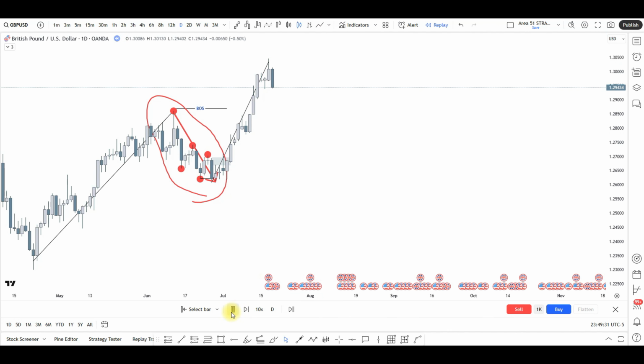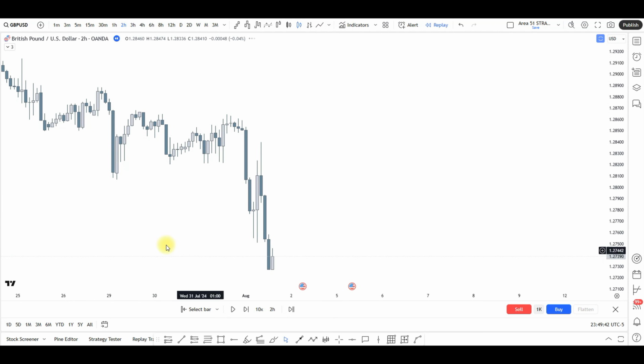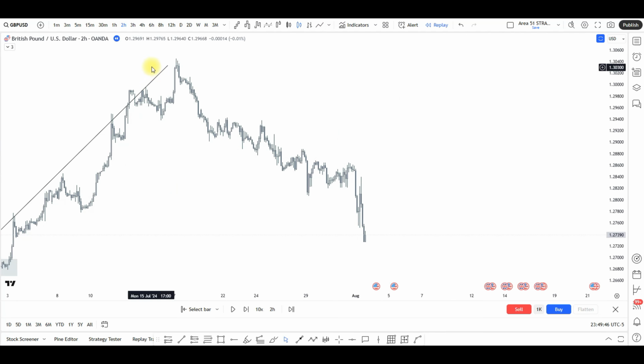Now we're going to go through another phase of corrective move. You see, now this is another corrective move. This is not actually a downtrend. Let's go to the 1 hour time frame again. What does it look like? It looks like a lower high, lower low, lower high, lower low, repeatedly. It looks like a downtrend.